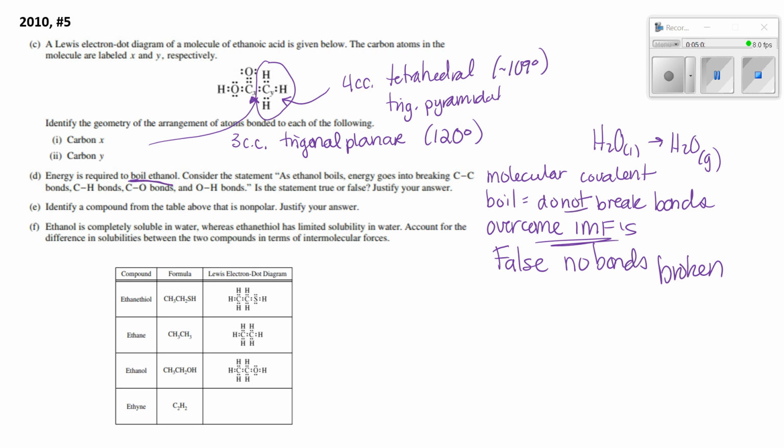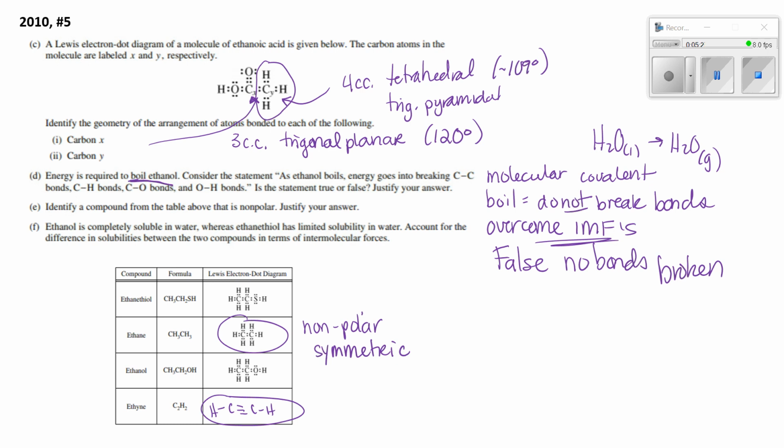E, identify a compound that is nonpolar. So here I had the table down here again so we can look at these shapes. There are actually two molecules that are nonpolar. It is ethane and ethyne. So remember, molecules that are nonpolar are totally symmetric. They're the same all the way around. And so ethane and ethyne both fit that.